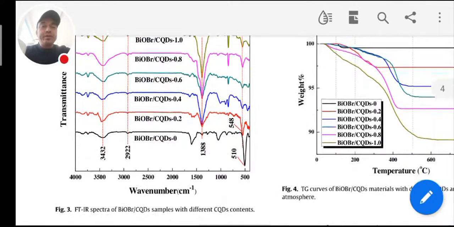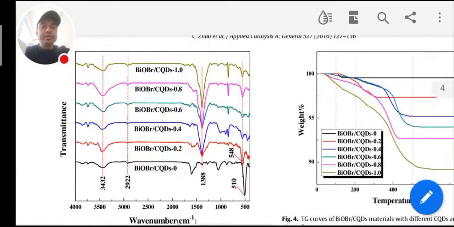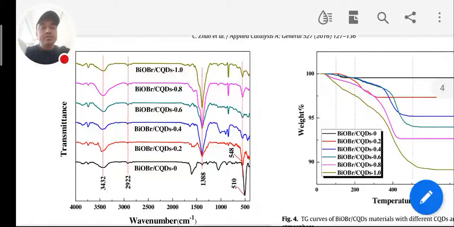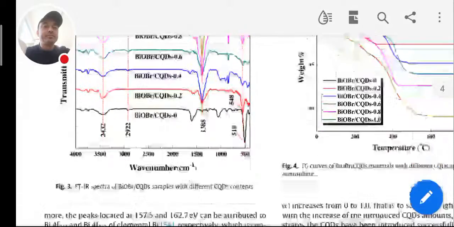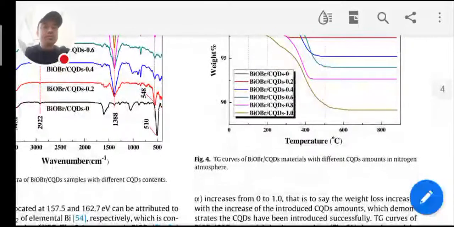This is FTIR, sorry, these are the FTIR results of all samples. FTIR shows four distinct peaks at 510, and this is for Bi and BiO, and 1388 for BiOCl, and 2922 and 3432. These are for OH bonds.